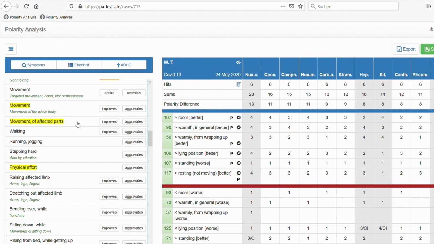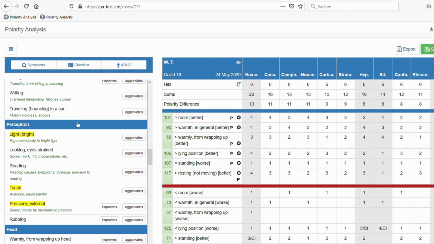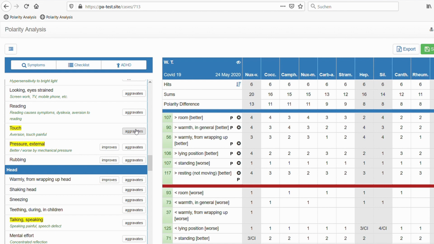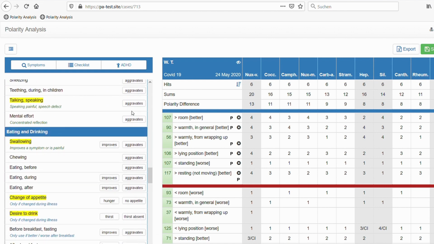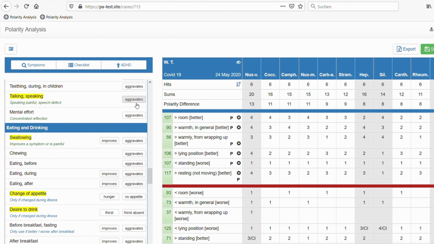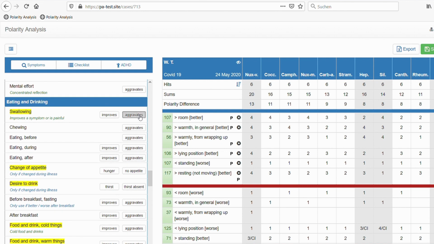Are you sensitive to bright light? No. Okay. To touch or to pressure? Also no. No difference. Okay. Do symptoms aggravate when you speak? No, but when I swallow. When you swallow, okay. Swallowing aggravates.